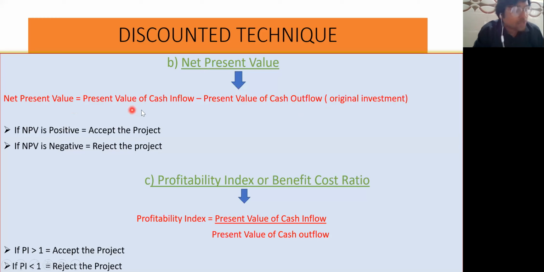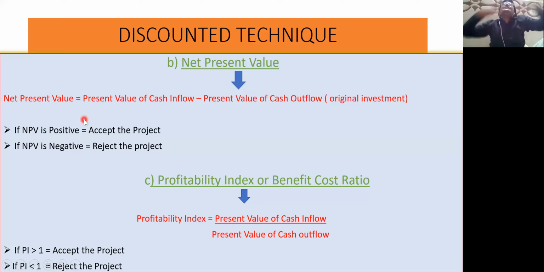Net present value formula is what? Present value of cash inflow minus present value of cash outflow. Present value of cash inflow means returns you have generated year by year, so you have to calculate their present value. And present value of cash outflow means original investments which you have done, which you have invested initially. So remember it, everyone.